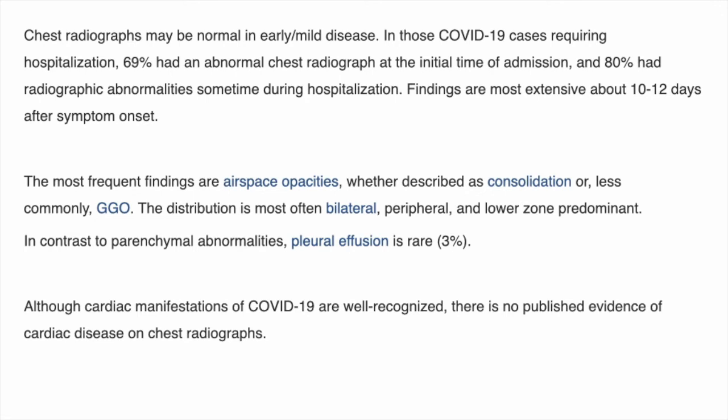Also in the chest X-ray, you can find some cardiac manifestations which are well recognized, but there is no published evidence so far at this time of cardiac disease. Okay, but that's for adults. For children, so at the pediatric age, the approach is different.